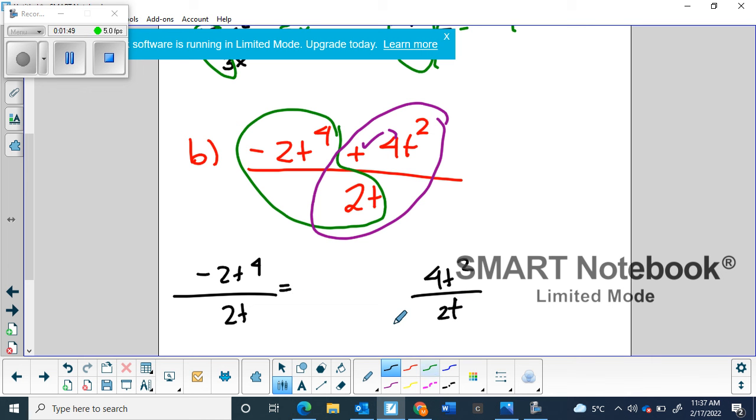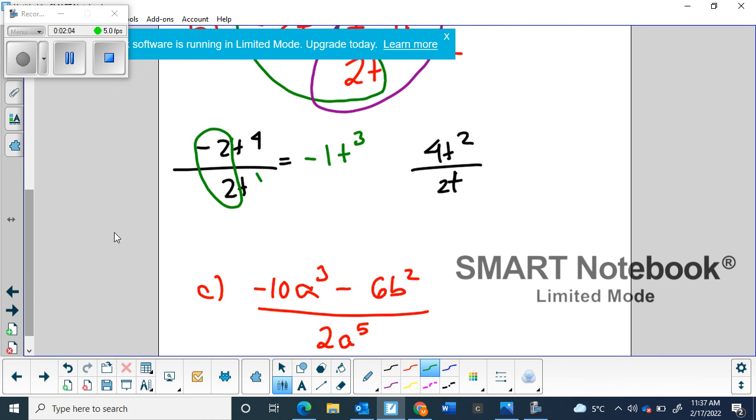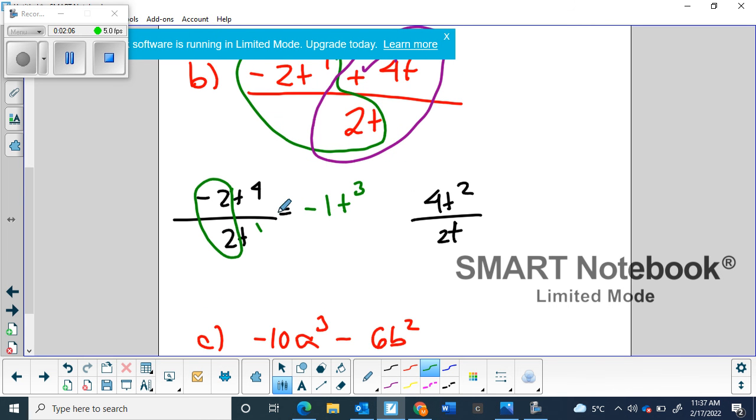So here, let's try again. The numbers divide. Negative 2 divided by 2 is going to be negative 1. We have 4 t's on top, 1 t on the bottom. We're going to be left with 3 t's on top when we cancel. Okay, remember 4 minus 1 is going to be 3. And then here we have 4 divided by 2, which is 2. 2 t's on top, 1 t on the bottom. When we cancel, we're going to be left with 1 t on top.